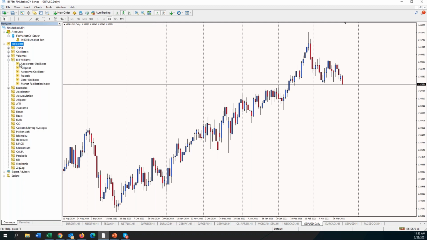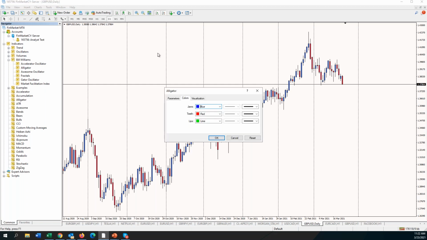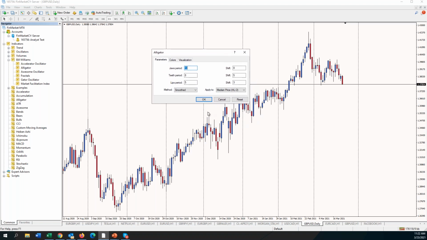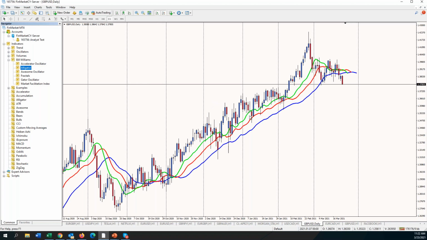It's going to be like that. Then you go first for the alligator. You drag it on your charts. You don't change anything. If you want to make the lines a little bit thicker than mine, you can do it here. But the parameters need to be exact. Don't change them, according to the strategy of Bill Williams. Bill Williams states that this has to be exactly the default. So that's the alligator.